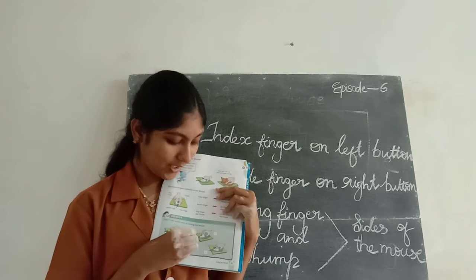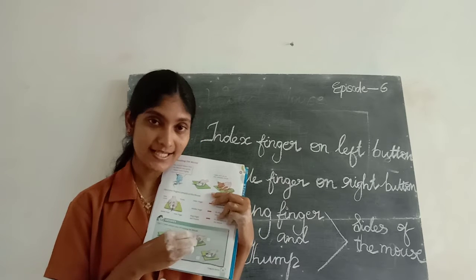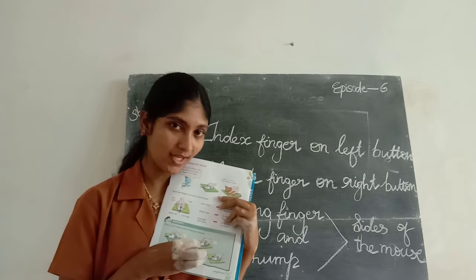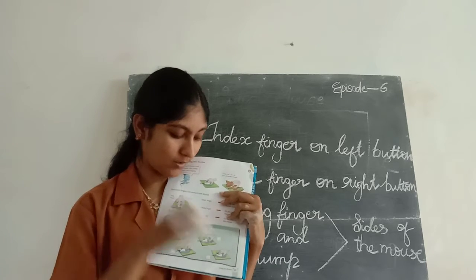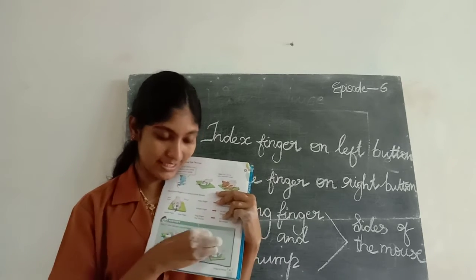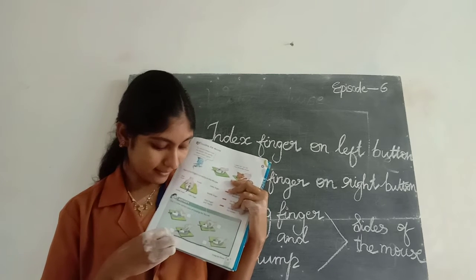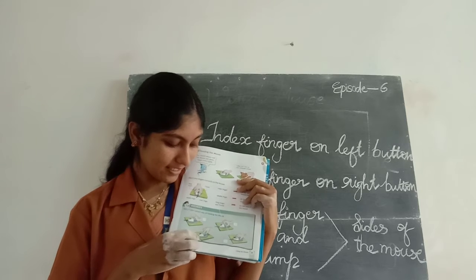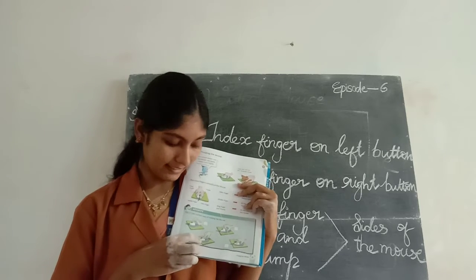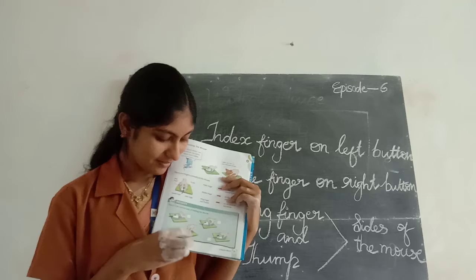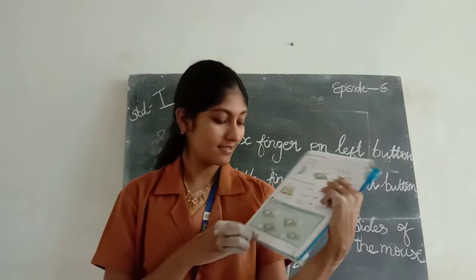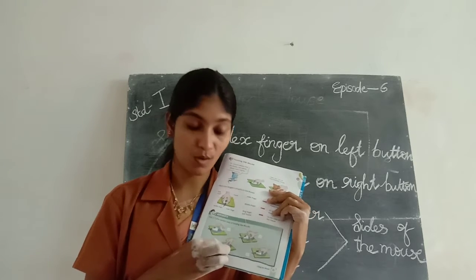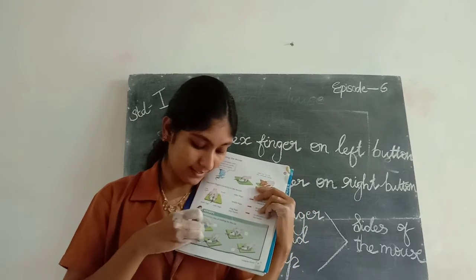Second picture. Is this the correct way? He just touched his hand on the top of the mouse. Is this the correct way? No, this is wrong. So put a cross mark on these two boxes. Then the third one: his hand is placed on the left mouse button, but he has done it in a wrong way. So this is not the right way. Put a cross mark on this box.